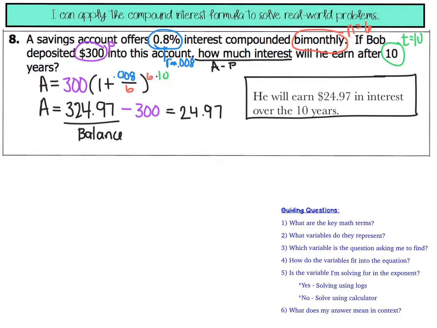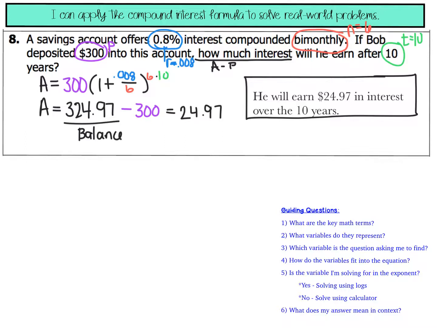So when I plug that in, another place that you might have got off is the question is asking how much interest will he earn. So that $324.97 is his balance. So that's how much money is in his account after those 10 years. However, if we're looking at how much interest, he put in $300. He did not earn $324.97 in interest. So it's going to be that balance of $324.97 minus what he put in. And that tells me that he earned $24.97 in interest.